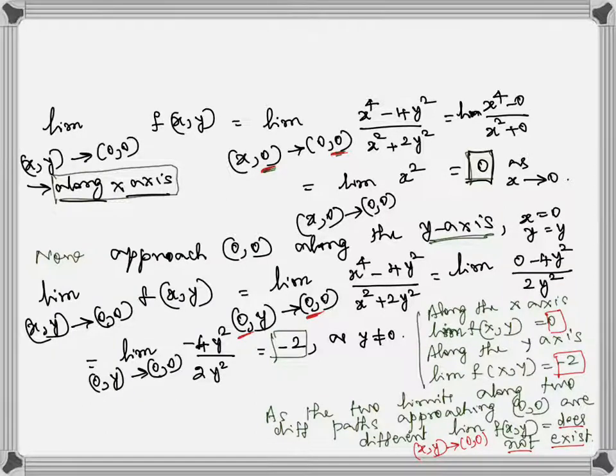So we cannot choose just two different paths and prove it. If you show it is the same for two different paths, then you can come up with another path where the limit is not the same as the previous ones. So we have to come up with a generic way of doing such problems. That is what you're going to see in my next video.